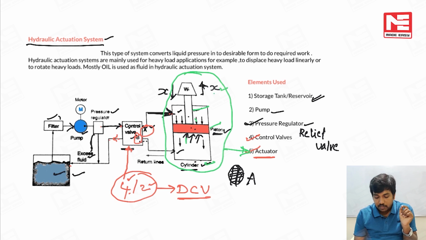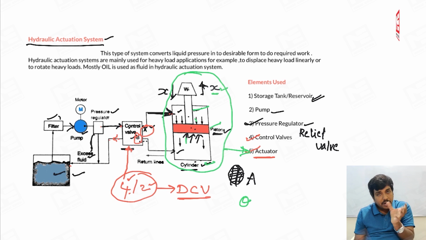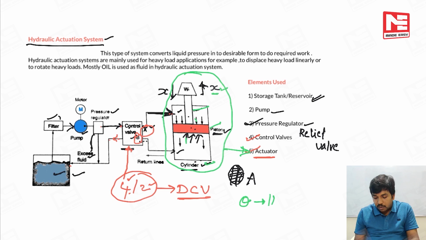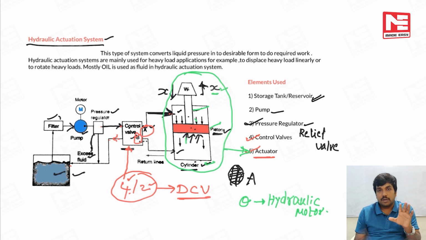Suppose instead of X, you get theta as the output, if it is rotating, then that is called a hydraulic motor. Let me write it down here: hydraulic motor. So this is all about the hydraulic actuation system. I hope you understood this topic.